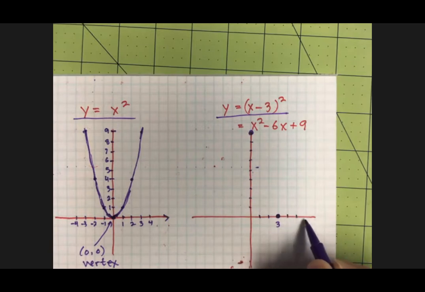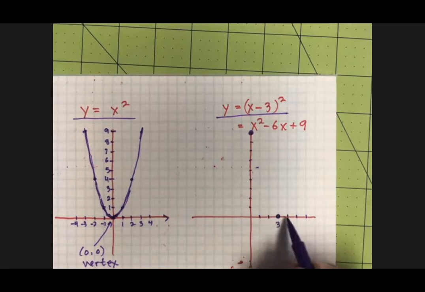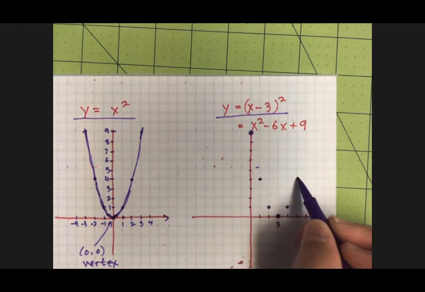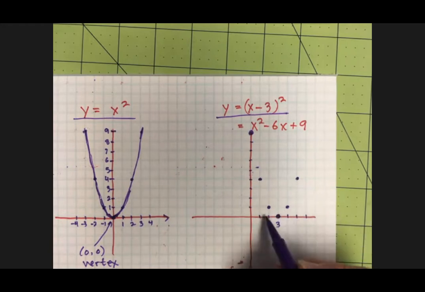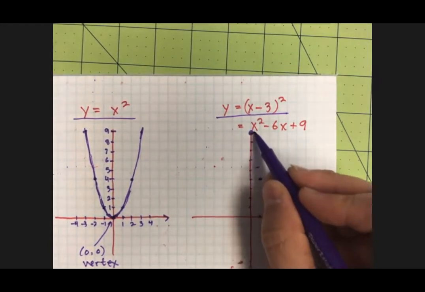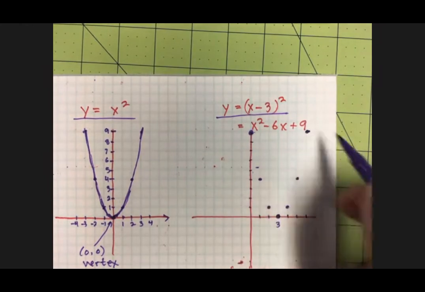Now let's try my 1, 3, 5 pattern. If I go left and right one step, I go up one step. If I go left and right another step, I go up 3 steps. Notice if I go left and right another step, I go up 5 steps. 1, 2, 3, 4, 5. Bingo, I hit that point, and its symmetric partner on the other side.